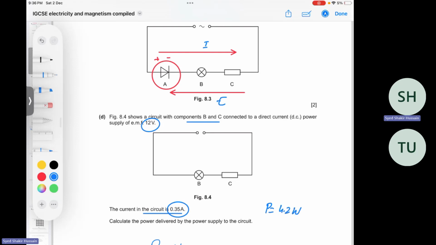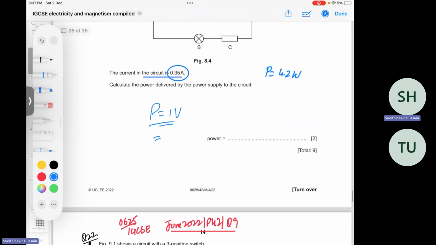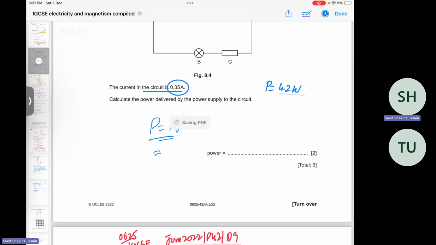Sir, if the IGCSE exam is this easy, it should be an A star. Inshallah. Sorry, your voice cuts off in the middle. I have heard it till the word IGCSE, and then it goes off. If the IGCSE exam is this easy, yeah, it should be an A star. Inshallah.